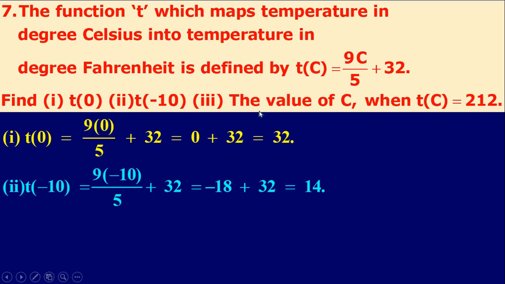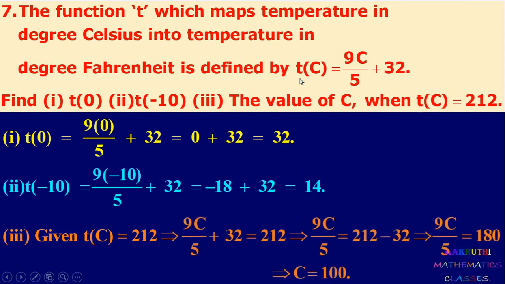So next one, it is given that T of C equal to 212. That is, temperature in degree Fahrenheit is 212. We have to find temperature in degree Celsius. Since T of C is 9C by 5 plus 32, we can write 9C by 5 plus 32 is 212. So therefore 9C by 5 equal to 212 minus 32, taking 32 to this side. 212 minus 32 is 180. So therefore 9C by 5 is 180.